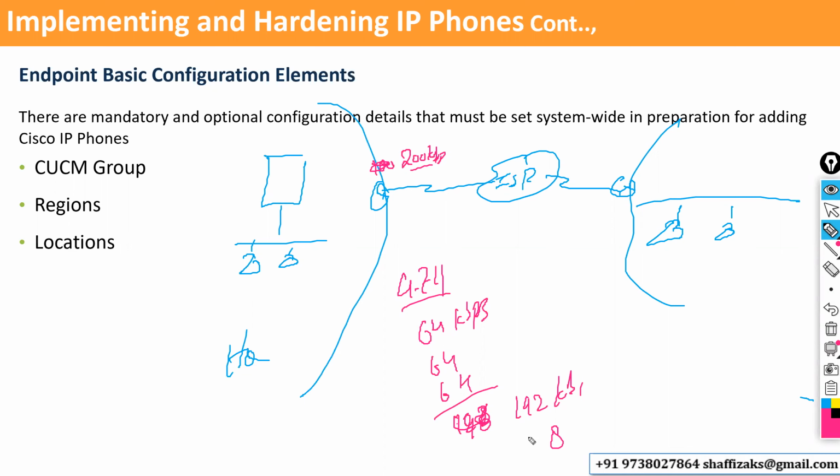This is how you can limit the calls. To maintain the bandwidth, you can limit the calls from the headquarters to the branch office. That is what location defines: the maximum bandwidth you can use to communicate between two different locations, or between headquarters and branch office. Got it. Again, why do we use this? For bandwidth management, when we have a multi-site deployment with centralized call processing.